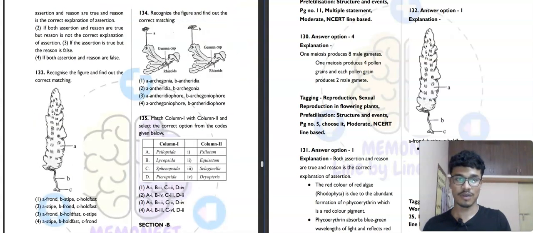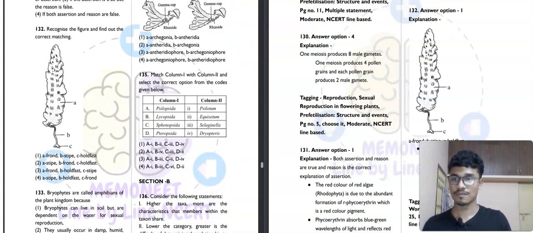Next one, question number 132. I think it is 132 or 130, yes. Recognize the figure and find out the correct matching. A, B, C. So what is A? A is frond, then B is stipe, and C here is holdfast.